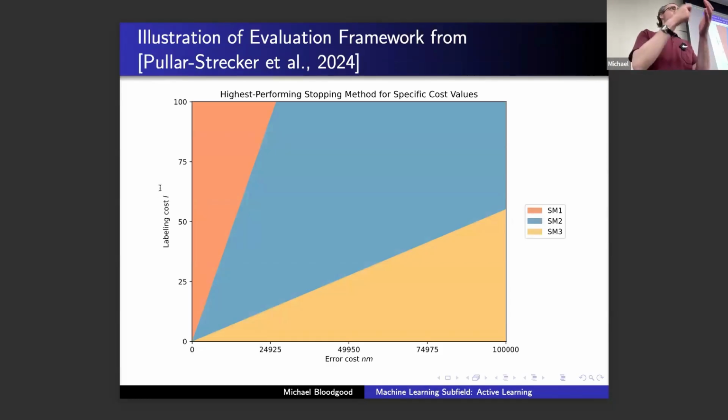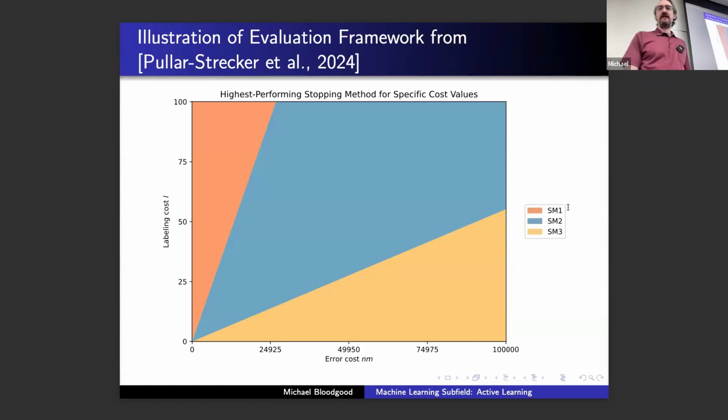So it's how much you have to pay for each label. The x-axis is your error cost. So that's how much of a cost you face every time your system gets it wrong. The way their method works is you shade the region where different stopping methods have the best performance. So it's not like there's a single optimal stopping point anymore. You can take cost into account.